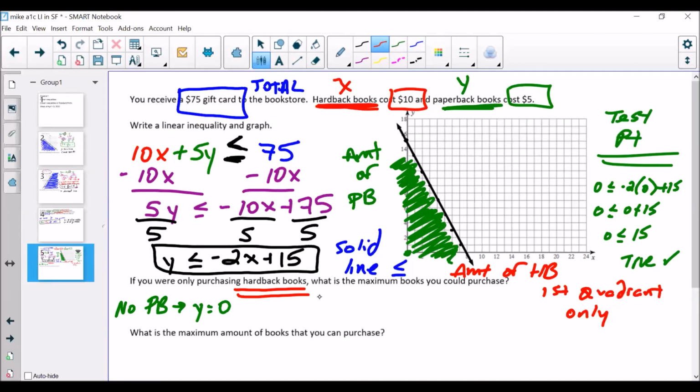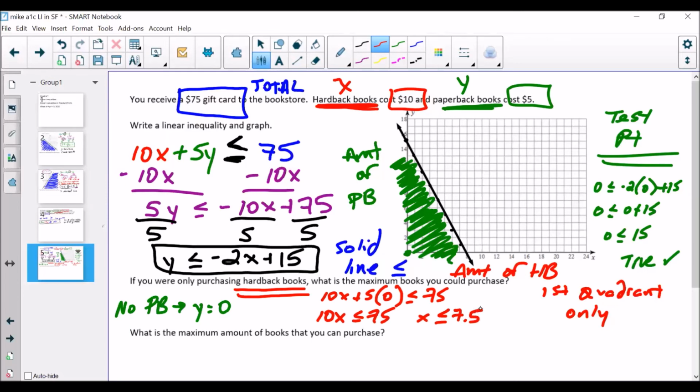So again, we can pick either one of the two inequalities that we have. I'm going to just practice plugging into the original one here. We'll have 10x plus 5, and the y we said is 0. No paperback books here. And 5 times 0 is 0, so we have 10x is less than or equal to 75. We divide both sides by 10, and we get x is less than or equal to 7.5.